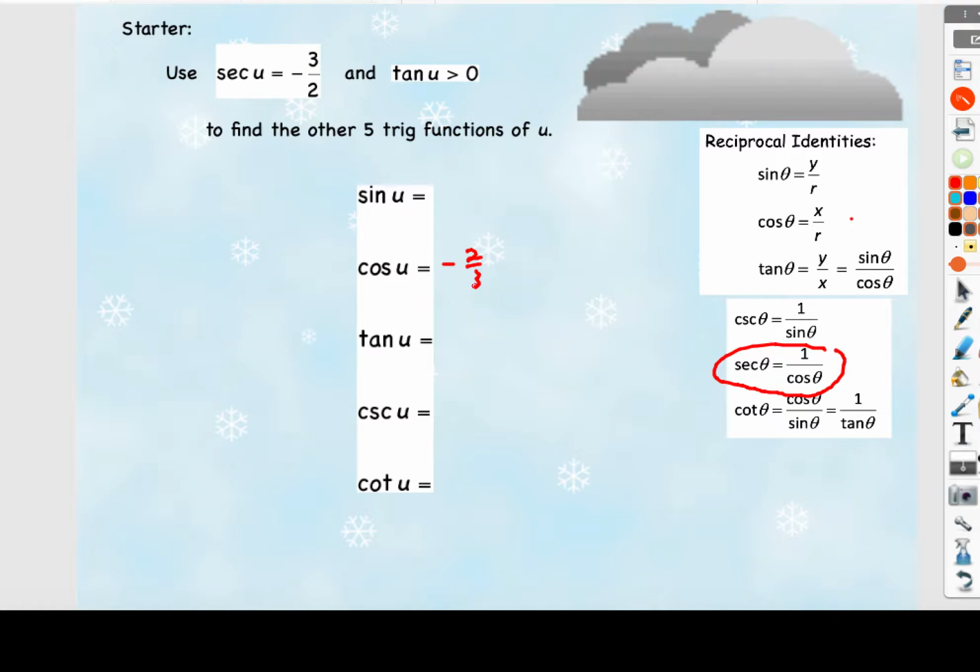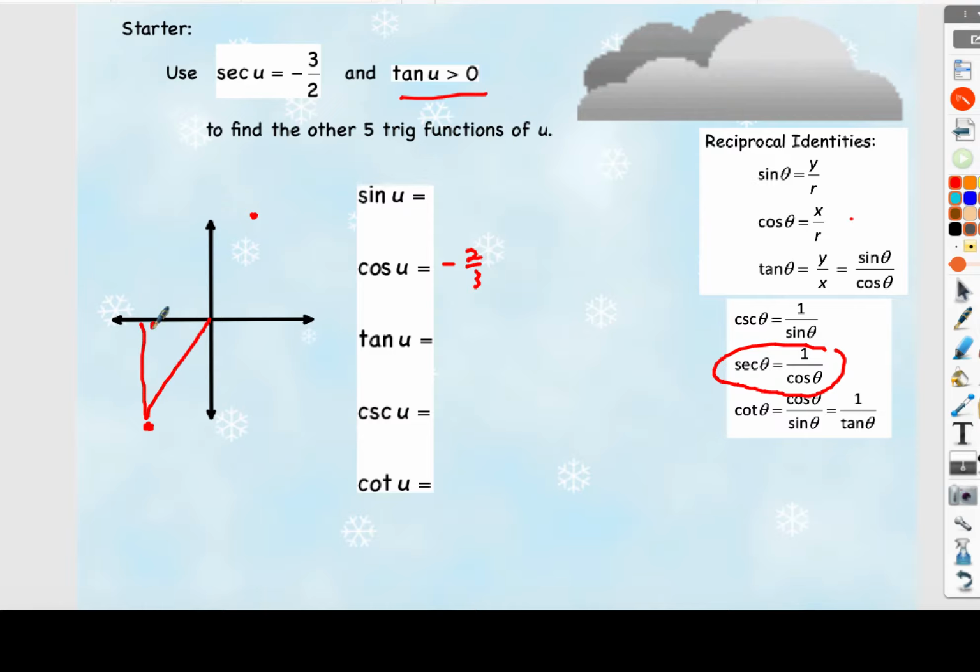Now, there's lots of other identities we could use to find the other trig functions and kind of work our way through there. But because they gave us the information they gave us, telling us something like the tangent of u is greater than 0, what that really makes me think of is the unit circle and thinking about drawing a triangle in standard position. I know that the tangent is only positive in quadrants 1 and 3. And I also know that the secant is negative, or the cosine is negative, also in quadrant 3. So what I'm going to do is draw a triangle.